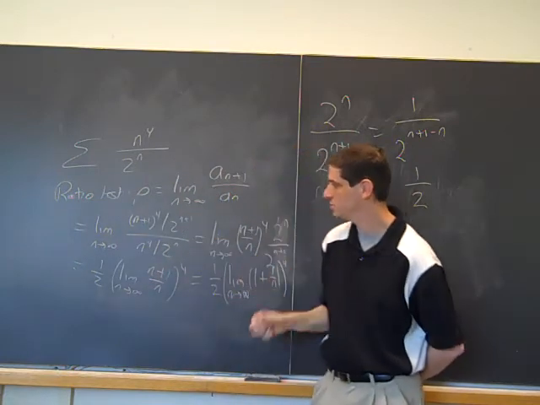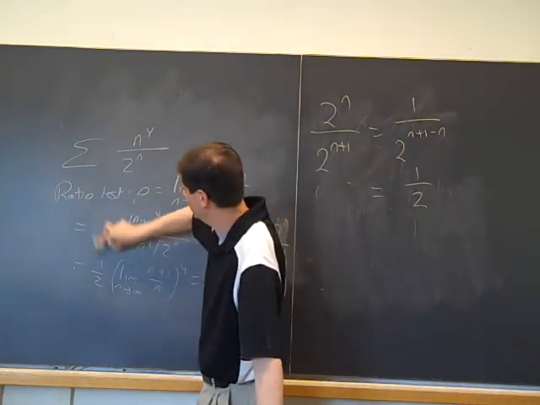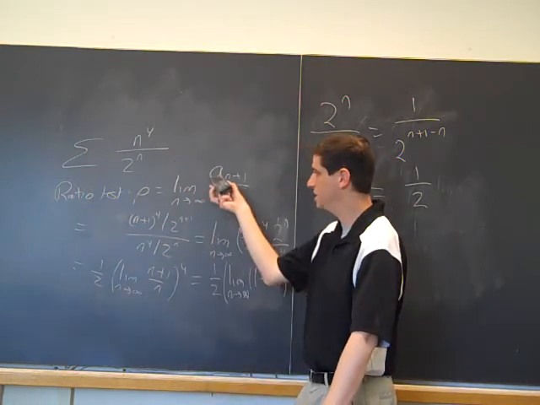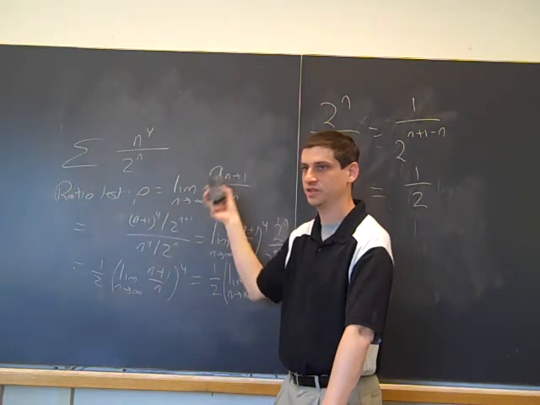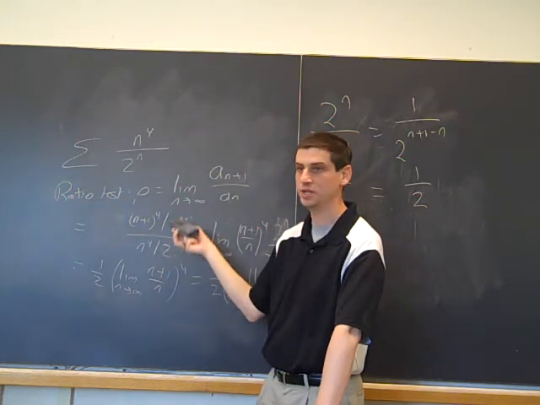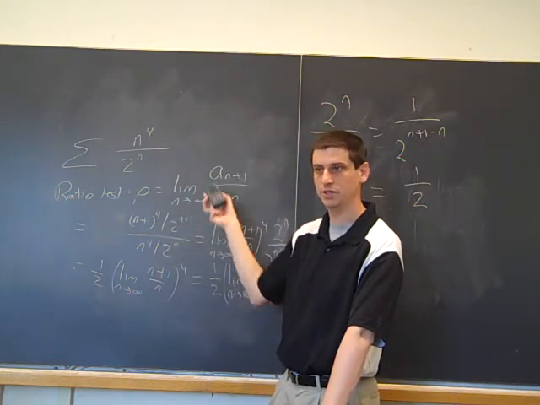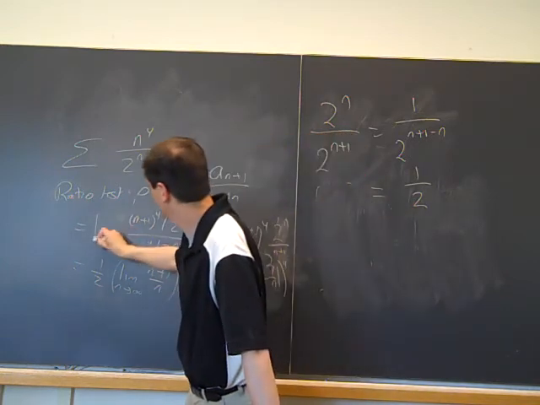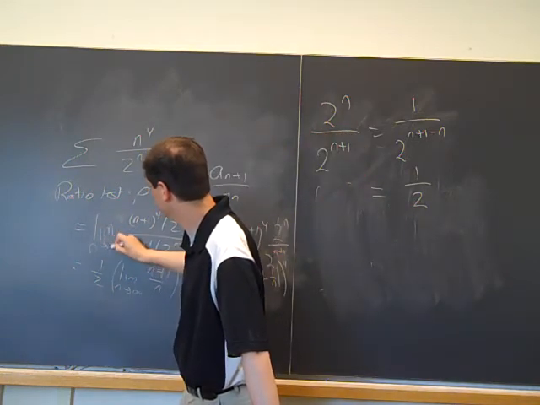Keep writing the word limit each time. If you drop the word limit over here, that's very bad. You're saying this equals this. No, that's not the case. This is a limit as n goes to infinity. This is a ratio at a specific value of n. These two are not necessarily equal. So you have to restore it.